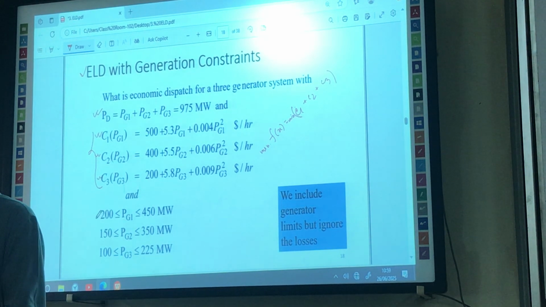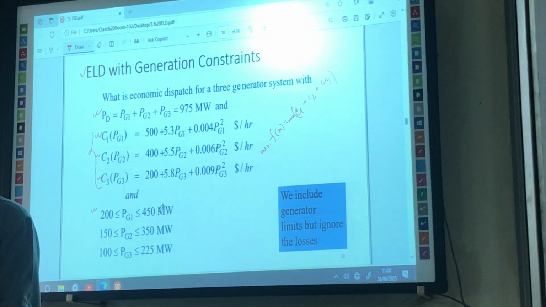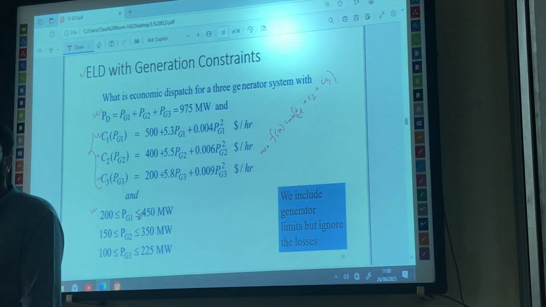Then there are other sets of constraints. You can see here this is the limit of Pg1. Pg1 should be within 200 and 450 megawatt. Similarly, Pg2 should be within 150 to 350 megawatt, and Pg3 should be within 100 megawatt to 225 megawatt. So these are the inequality constraints here. Can anyone say how many inequality constraints are here?